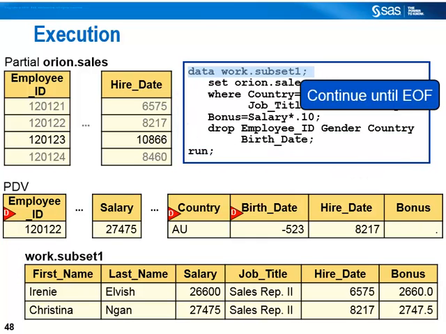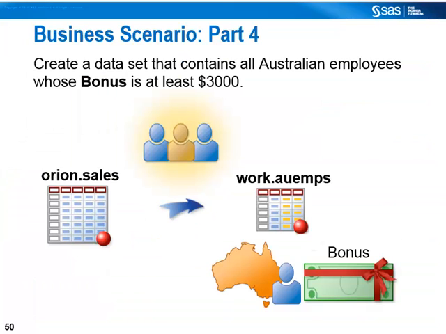Processing continues in this way, reading an observation from the input dataset and writing an observation to the output dataset, on each iteration of the data step. The processing stops automatically when SAS reaches the end of the file on the input dataset.